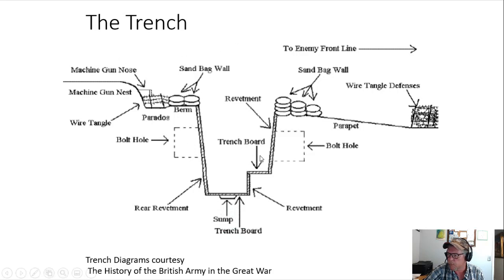Right, bolt holes, trench board, because I want it tall enough where I can stand here, my head's not sticking up so it doesn't get shot off, but enough where I can get up and over the top. And they tried this, a sump. Just think about it. You dig this big ditch and it starts raining, and in Europe it rains a lot. So it's going to fill up with muddy water, and worse, right?